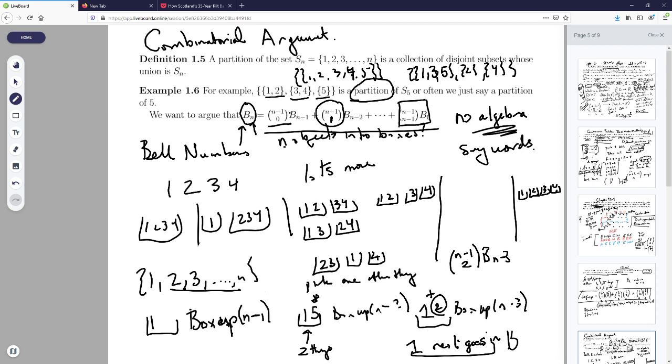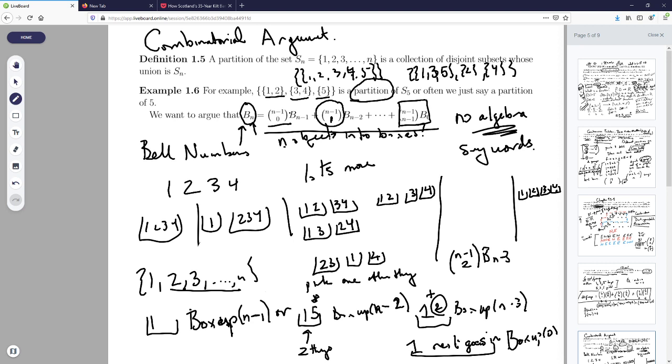And then we have to box up nothing. So there's no more elements. So here is the argument. So either we put one thing by itself and then we box up the rest, or we put 2 things in a box and we box up the rest, or we put 3 things in a box and we box up the rest. We put 4 things in a box and we box up the rest, all the way down to we put everything in the same box and then there's nothing left.